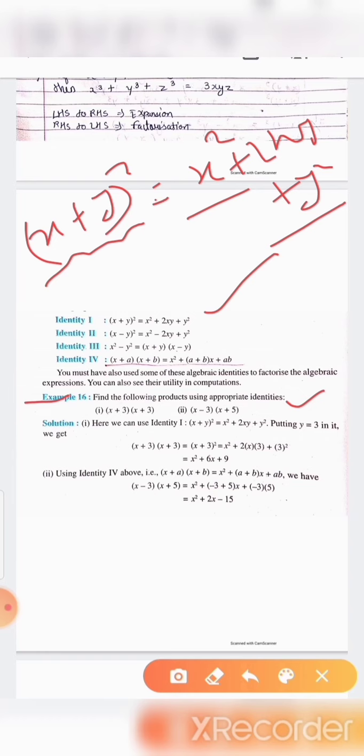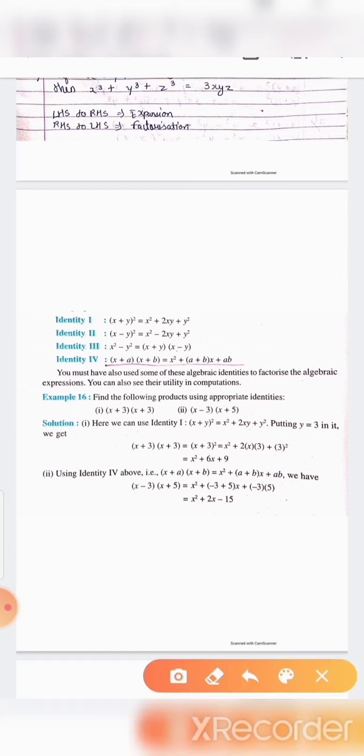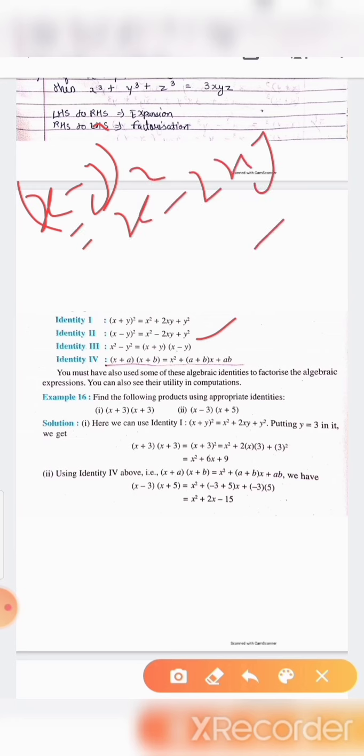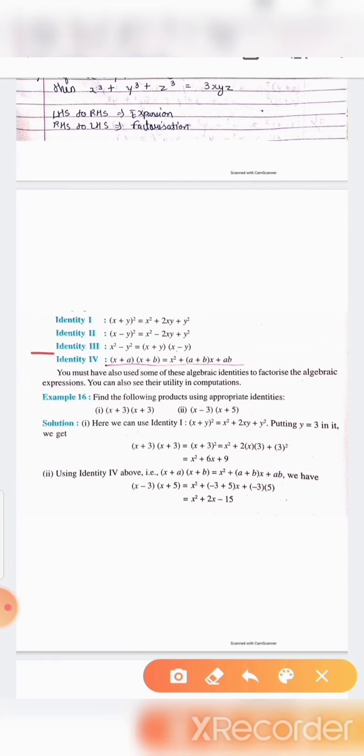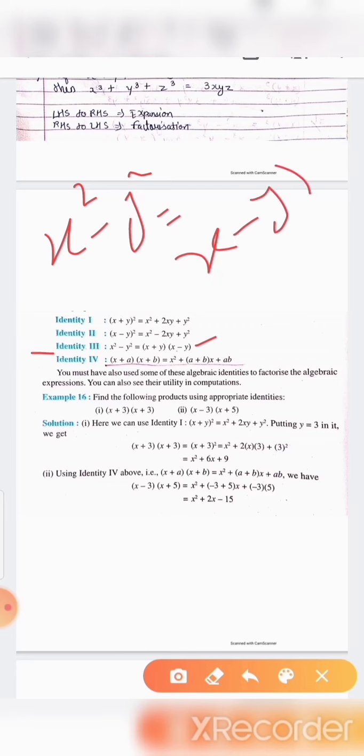Identity number 2 is similar to identity 1, but the operation changes. Here plus changes to subtraction. (x minus y) whole square is equal to x square minus 2xy plus y square. Next, identity number 3, x square minus y square, which we used in our earlier exercise, is equal to (x minus y) multiplied by (x plus y).